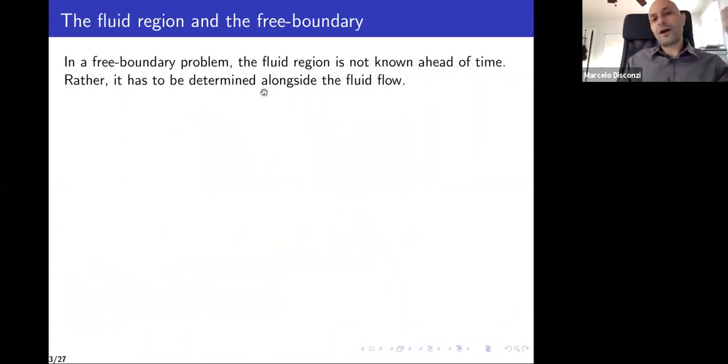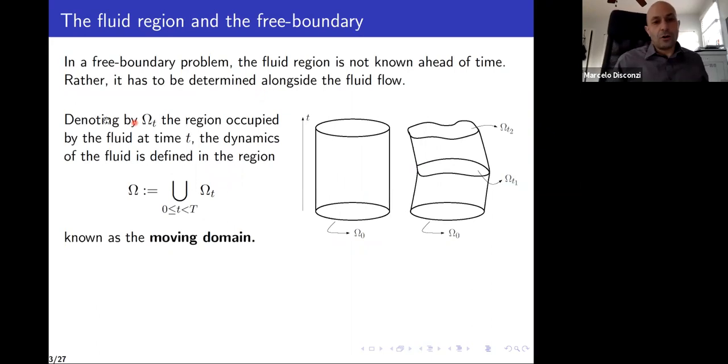So as I just said, if you have a free boundary fluid, then the region is not fixed, so it's not known ahead of time. So the region containing the fluid is itself a part of the unknown in the problem. It has to be determined alongside the fluid flow. So if you denote the fluid-containing region at time t by omega t, then the dynamics is going to be defined in this space-time region, which is simply the union over a time interval of all the omega t regions. And that's called the moving domain.